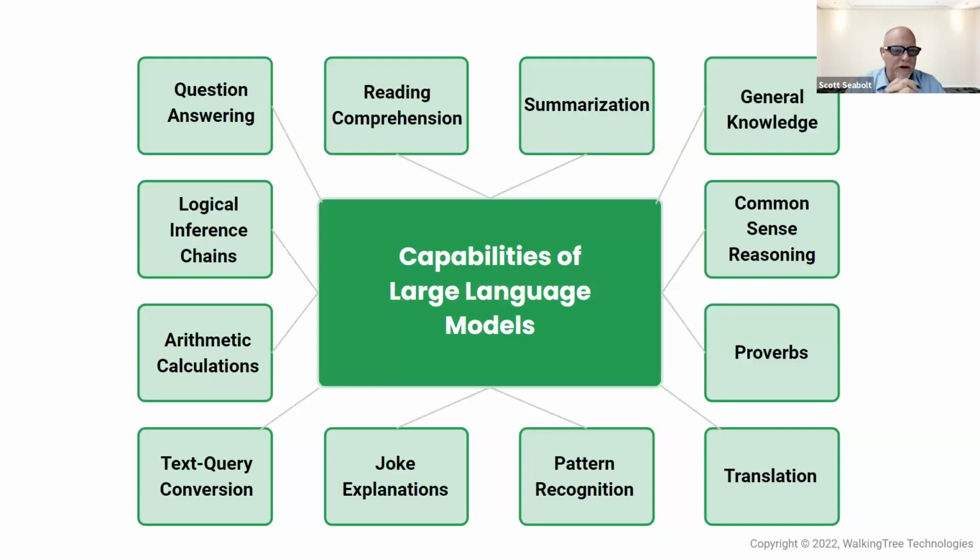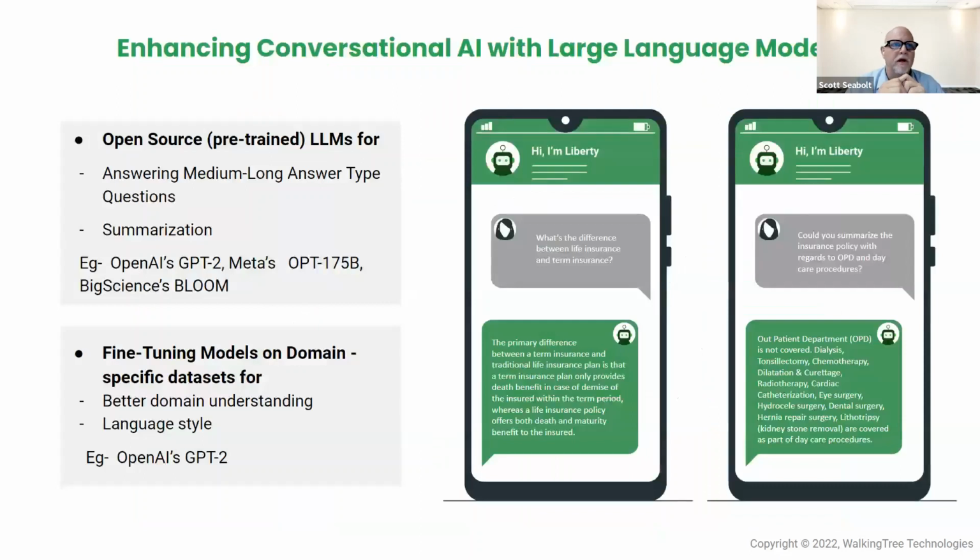But then also text query conversion, then the arithmetic calculations, and then the larger logical inference chains as well. So those are just some of the capabilities, right? And that's a lot, right, to ask for a model. But some of these large language models, some are better at some things and not as good at some things. So let's take a look next at some of those LLMs and the areas that each are going to give you some strength in, right?